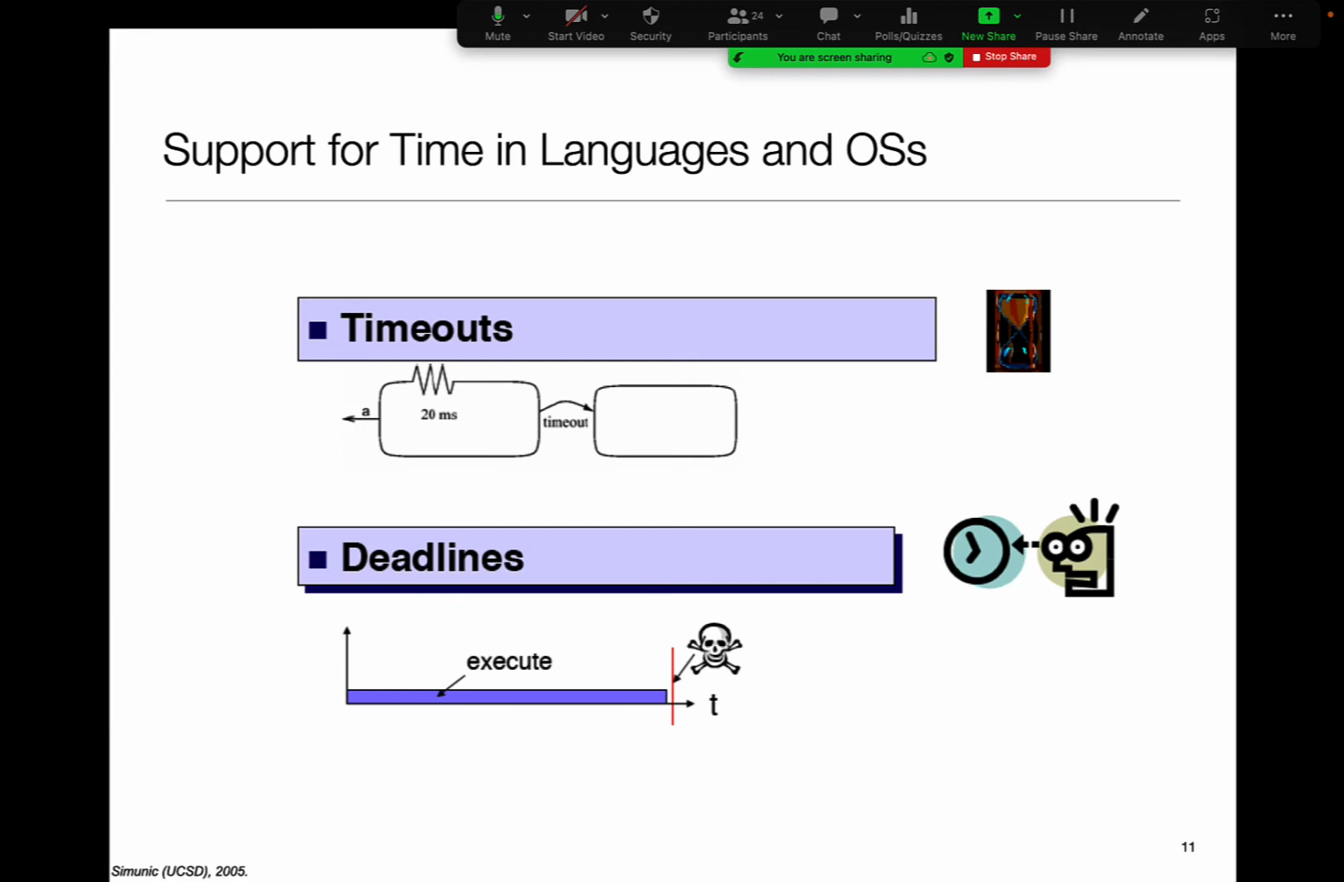And a deadline basically is, I'm telling the OS, run this task, or run this function on this input and generate the result, and make sure you don't take more than this time, right? Or more precisely, I want it to finish 10 seconds from now, right? So I basically give a deadline relative to when I gave it the request.